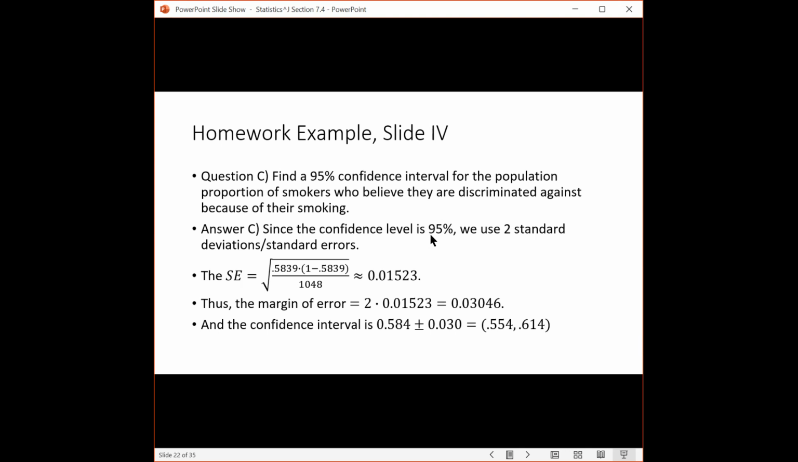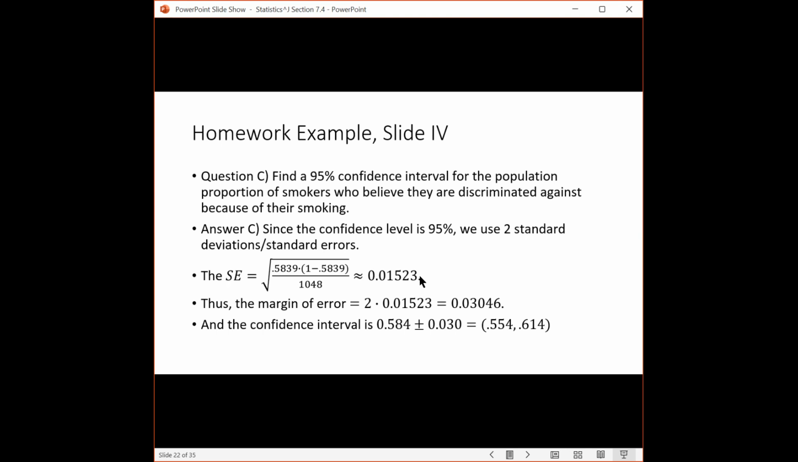If we had 68% here, we would use 1. If we had 99.7, we would use 3. And if we had something between the two, you'd look it up in that table from earlier in the video. The standard error is just a formula. Just plug everything into the formula, and what pops out is 0.01523.